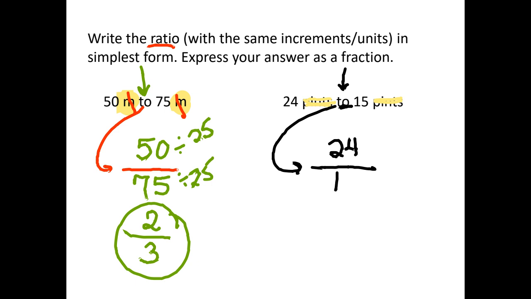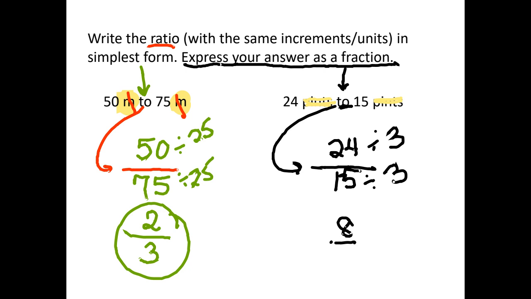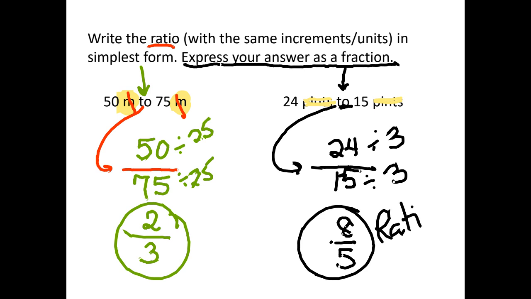Now, when I divide top and bottom by 3, now look at these instructions. Express your answer as a fraction. This is going to give me 8/5. Do not make this a mixed number. This is my ratio. It's 8/5. Okay. Now, we've got a good one here.